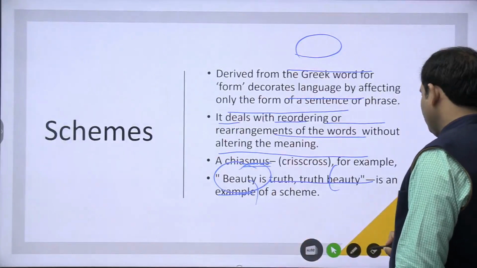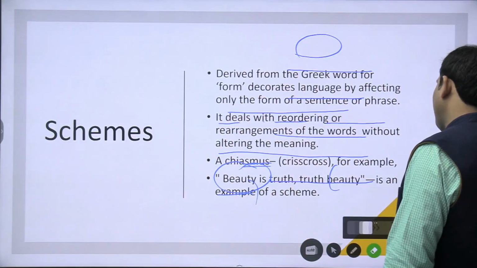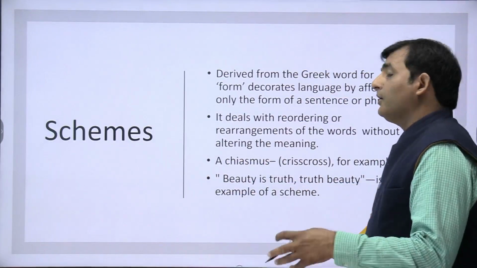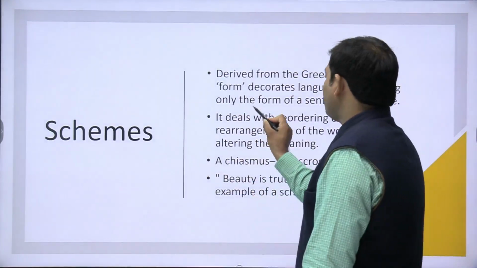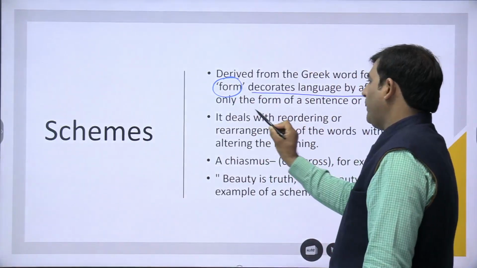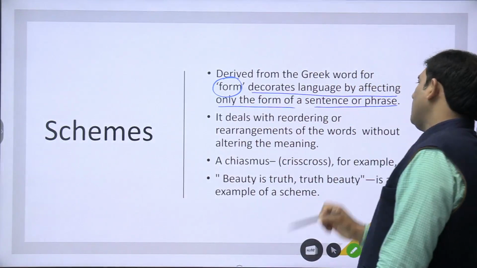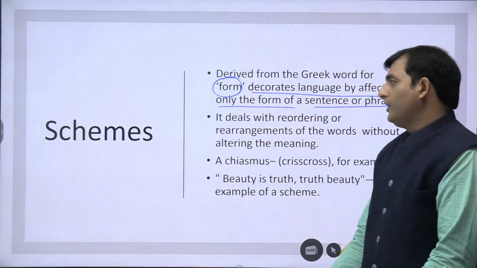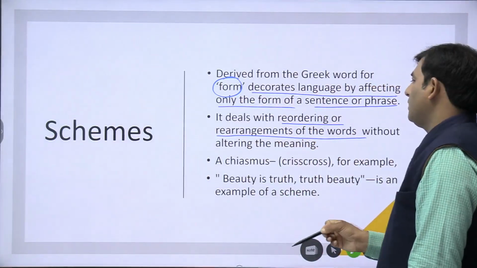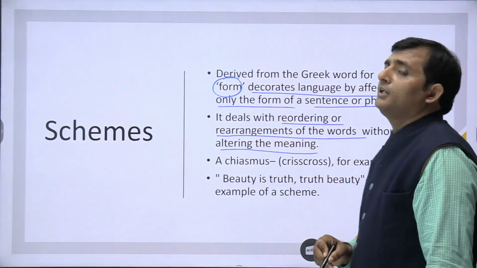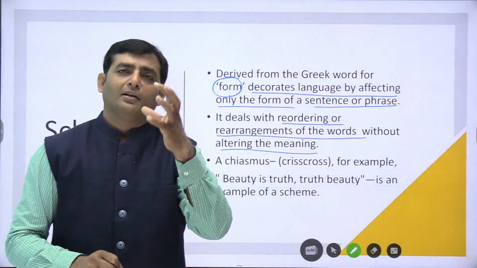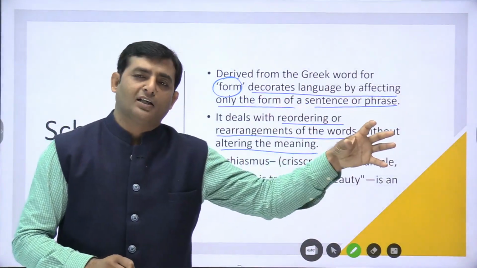Then what is scheme? Scheme is the arrangement of words, once again derived from the Greek, and it means form. It decorates language by affecting only the form of a sentence or phrase. It deals with reordering or rearrangement of the words without altering the meaning. It changes the word order.